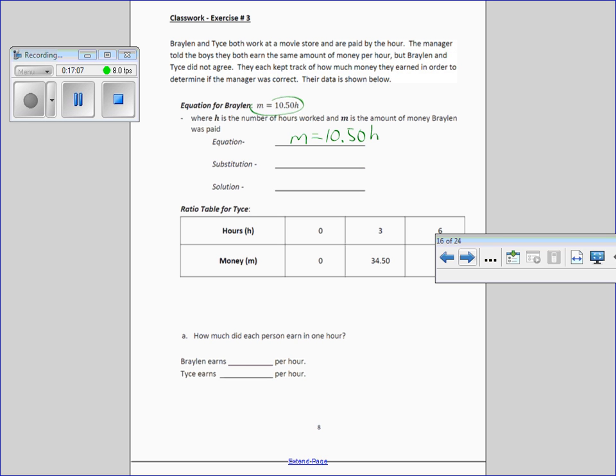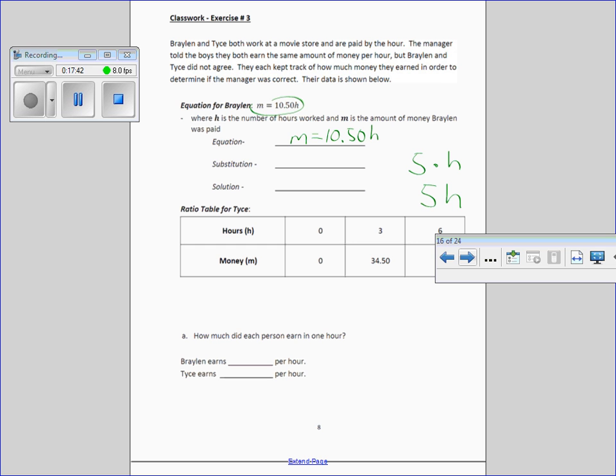Watch. It's good for everybody to see it anyway. What am I doing between 5 and h? Multiplying, right? This is the same thing as multiplying. 5 times h. We just don't put the dot in anymore, because it gets confused with the decimal. So this is 10.50 times h, which we're going to substitute in.